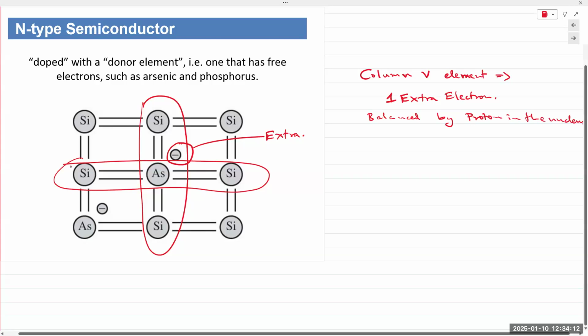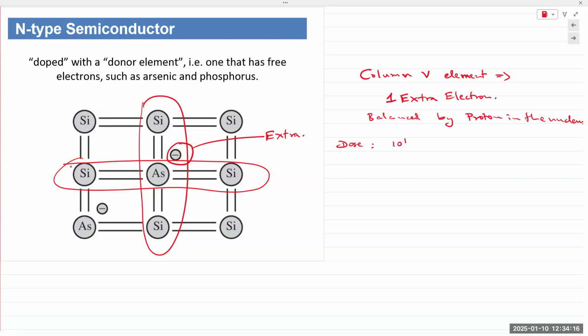The dosage levels are typically 10⁻⁹ to 10⁻²² atoms per centimeter cube. A huge number of atoms. Okay.